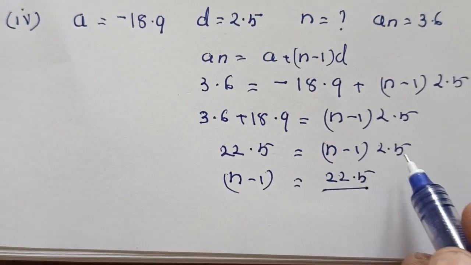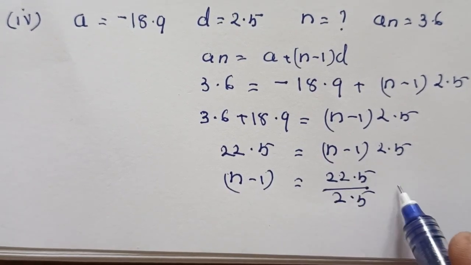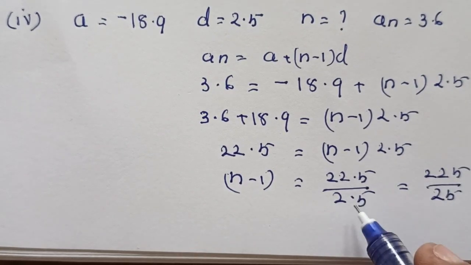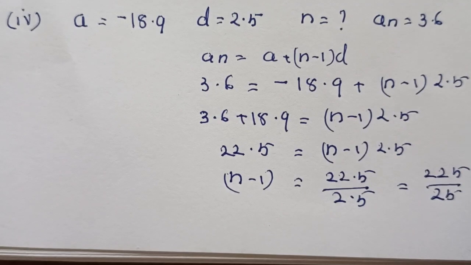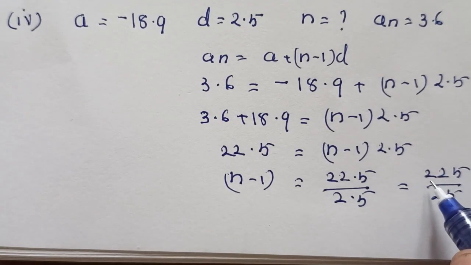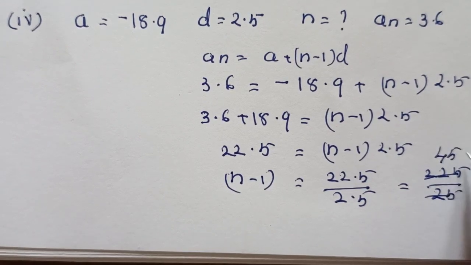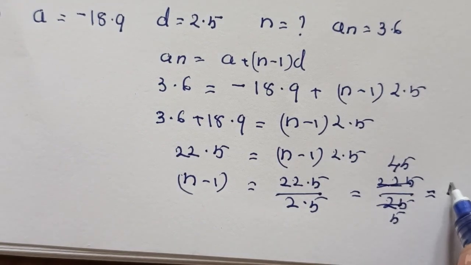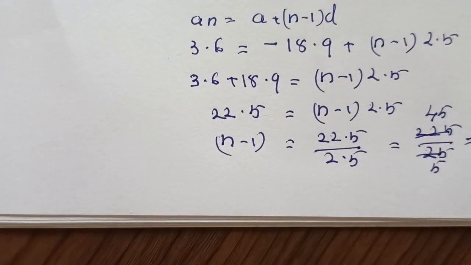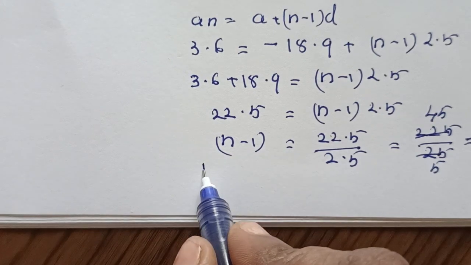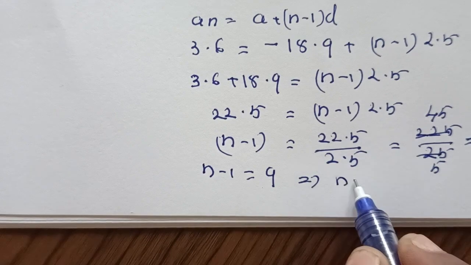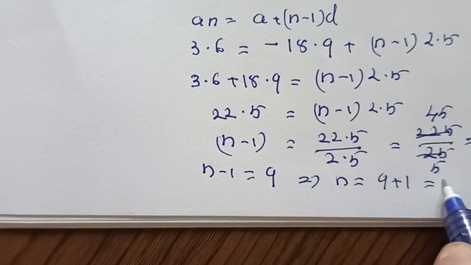22.5 divided by 2.5. That is same as 225 divided by 25, isn't it? Both are having the same number of decimals. That is equal to 225 divided by 25. We can cancel by 5. That is 45 by 5 equal to 9. n minus 1 equal to 9. Therefore, n equal to 9 plus 1, that is equal to 10.